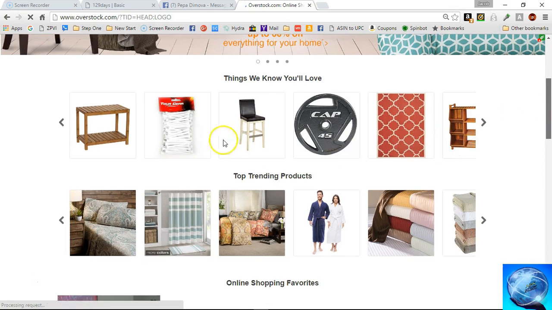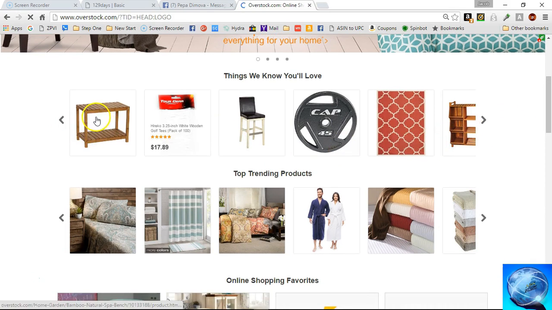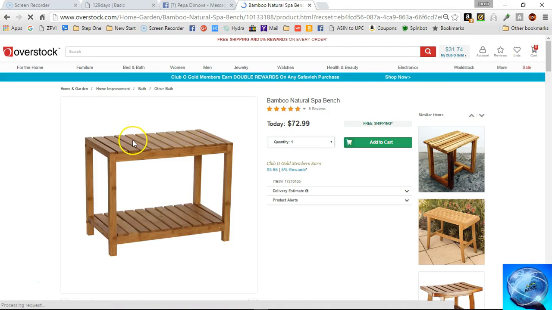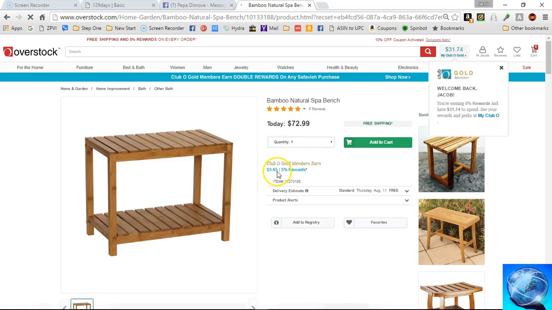Okay, things we know you'll love. All right, let's take a look at this bench right here. $72 bench, natural bamboo spa bench. Okay, it's not on a special sale or anything. It's $72.99 today. If I have Gold Club membership, which I do, I'll get $3.65 off, 5% rewards.